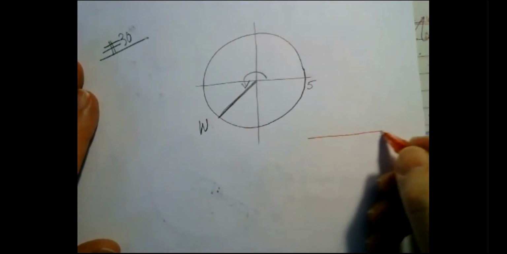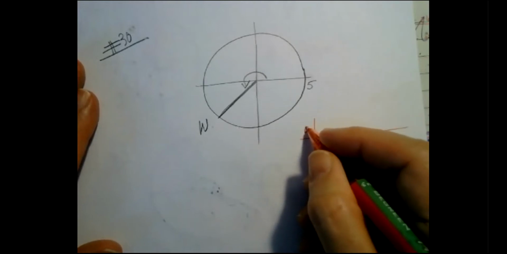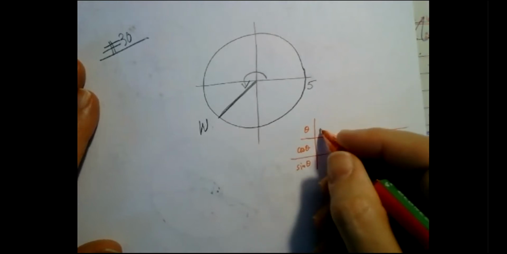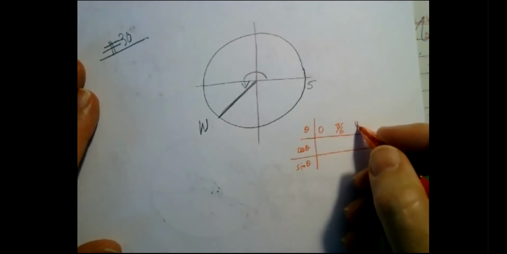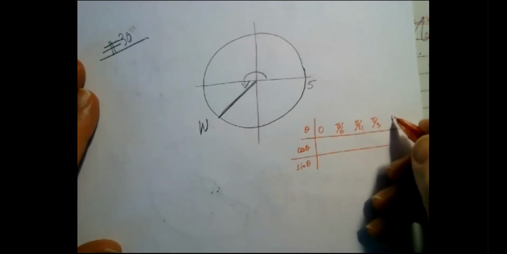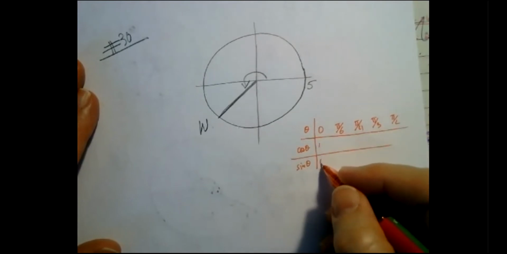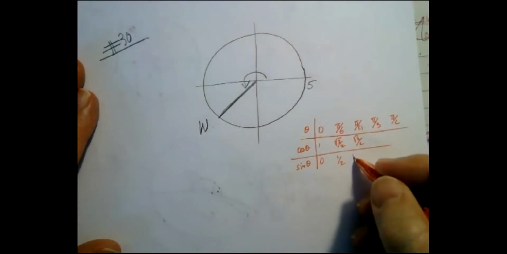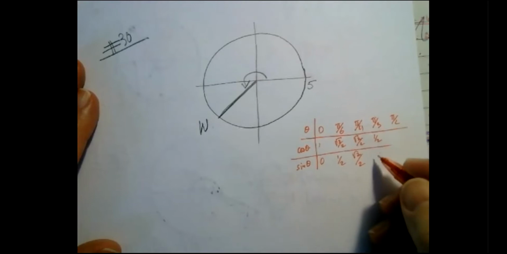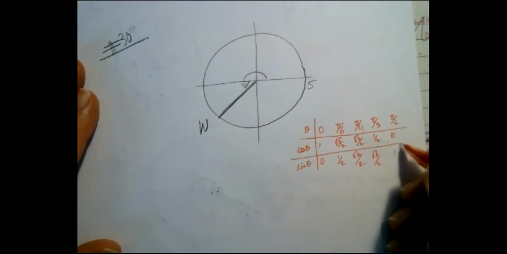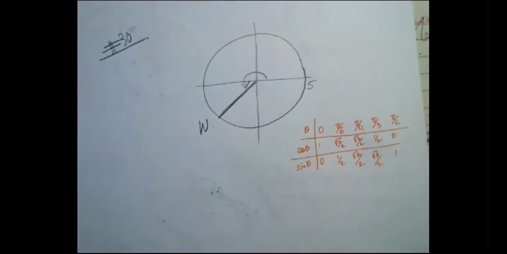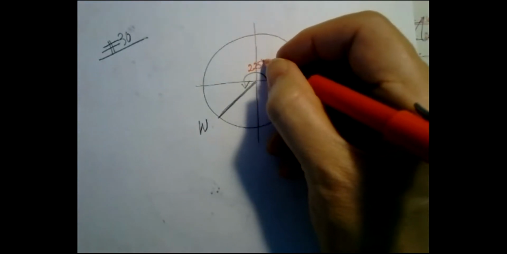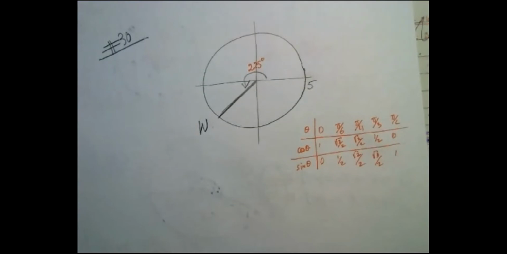And right here, I'm going to give you the special angles: theta, cosine, and sine. 0, pi over 6, pi over 4, pi over 3, pi over 2. And this is 225. So find the coordinate of the point W.